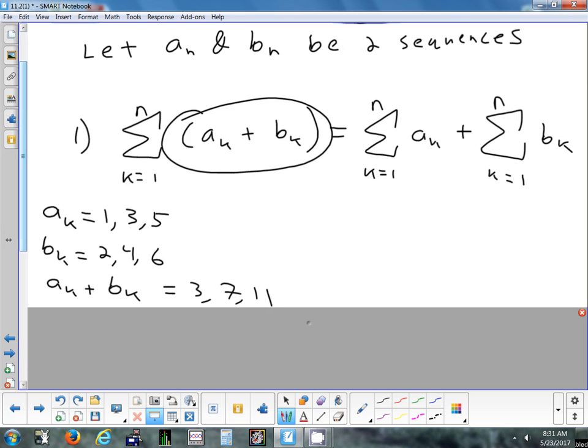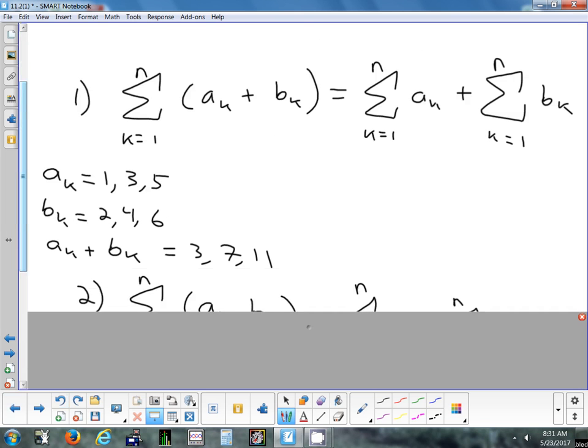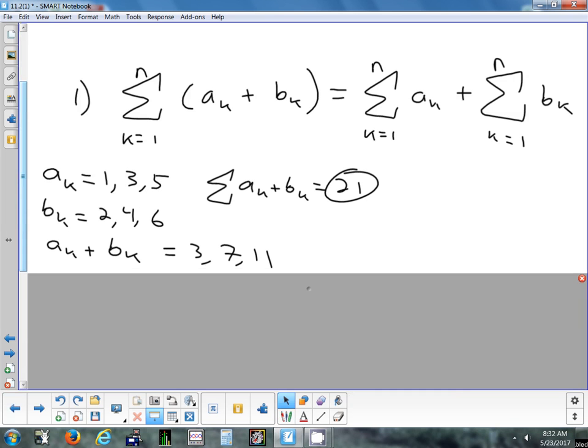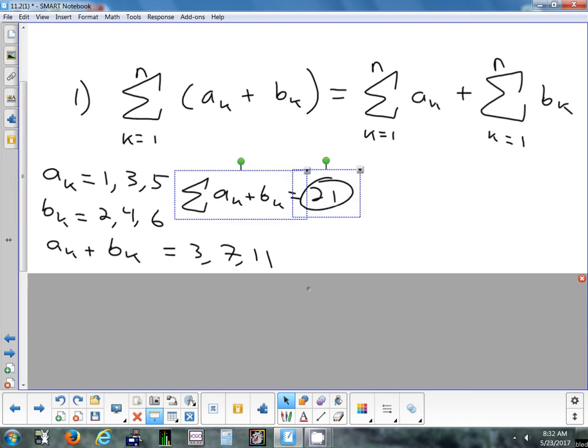Now I'm going to add up everything from 1 to 3, because I only have 3 terms. Okay, so let's add them up. Let's see, I'll put it over here. The sum, A sub k plus B sub k. What's 3 plus 7? Plus 11. 21. Okay, so doing it the way on the left, we get 21.